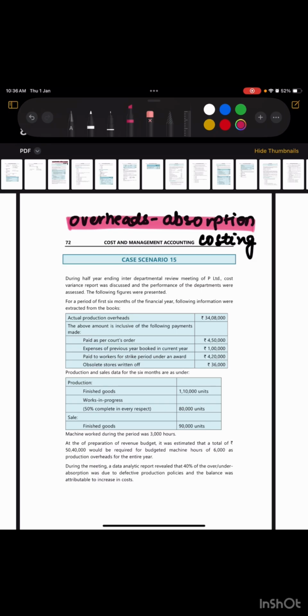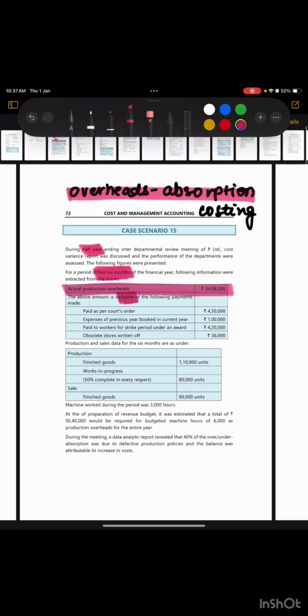During the half year ending, that is the end of the 6 month half year, an interdepartmental review meeting discussed the cost variance report to review the performance of the departments. For the first 6 months of the financial year, this was extracted. These are the actual overheads, and they include the following amounts: paid as per the court's order, expenses of previous year booked in the current period, paid to workers for strike, obsolete stores written off.